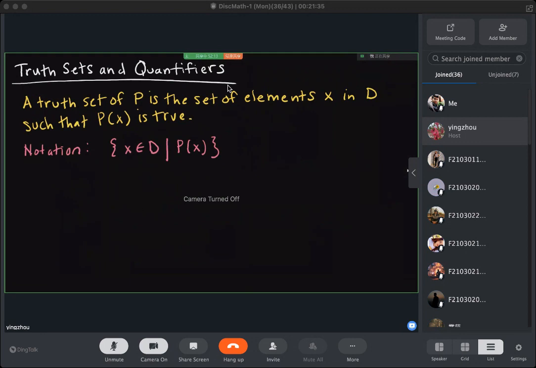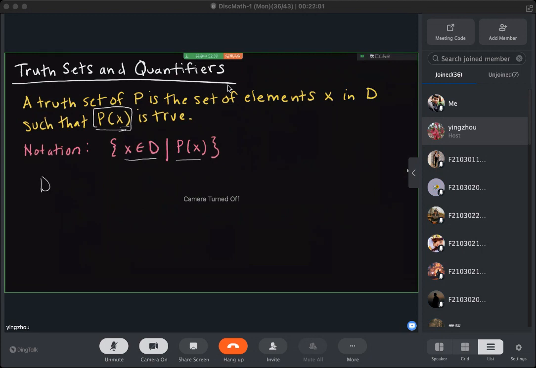Lastly, let's take a look at what is called a truth set. A truth set of P is the set of elements X in the domain such that P of X is true. So obviously this is some sort of propositional function, and we're saying the truth set is any values that make P of X true. So our notation says X is an element of D, D is obviously the domain, such that P of X is true.